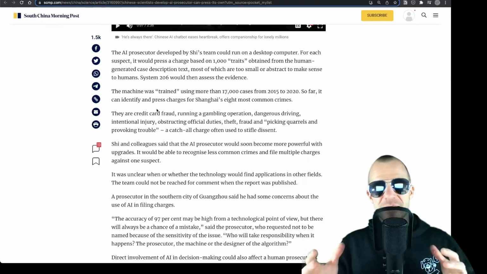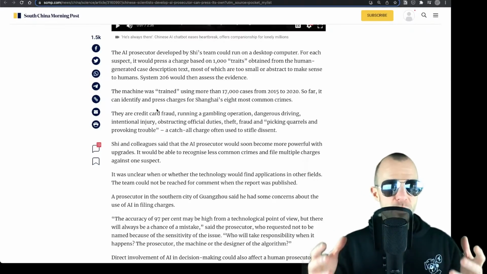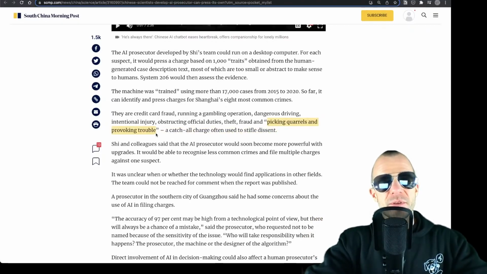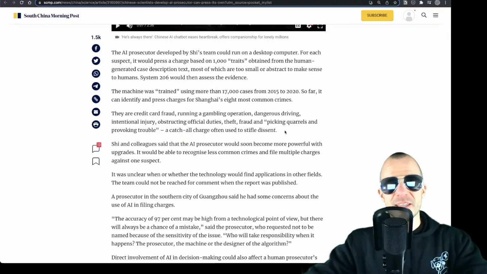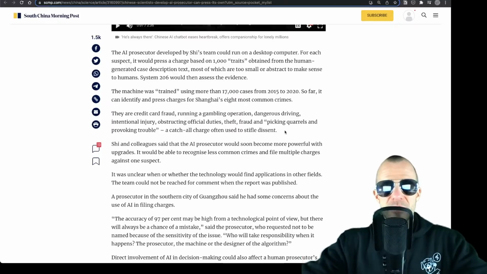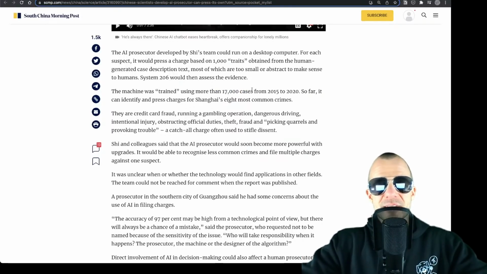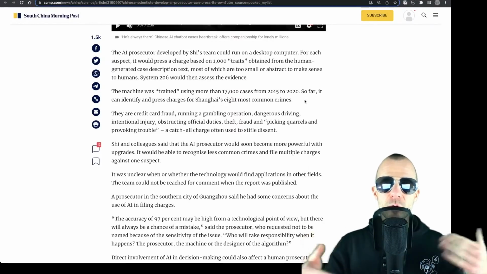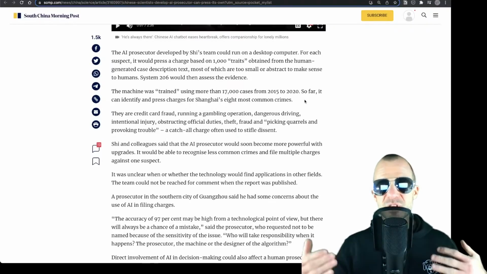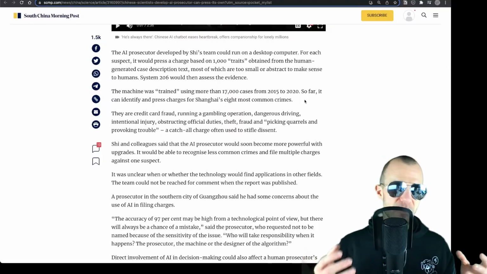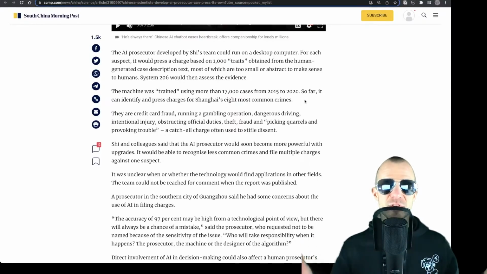Now, this is not to say that there aren't many dangers along with this and many worries, but for example, it says that picking quarrels and provoking trouble is a catch-all charge often used to stifle dissent, but prosecutors do that anyway, right? The system simply replicates what the prosecutors have done in the 17,000 cases in the last 5 years that it's been trained on. So you get all the problems of, this has been trained on old cases, there are old biases in there and whatnot. Also, the machines probably will not be able to distinguish slight nuances, but you would hope that in a functioning criminal system, this goes before a judge.